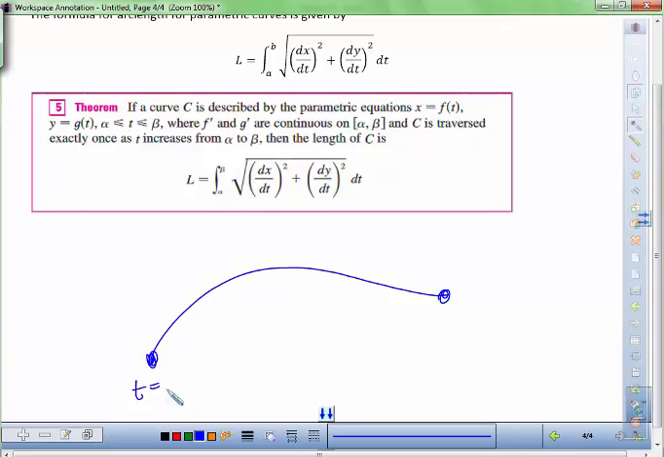And it looks like they're using alpha and beta for your t. So let's say you had a curve from alpha to beta, and this is how the curve looks. That curve could be a circle, a piece of an asteroid, or any of those parabolas that we've been talking about.